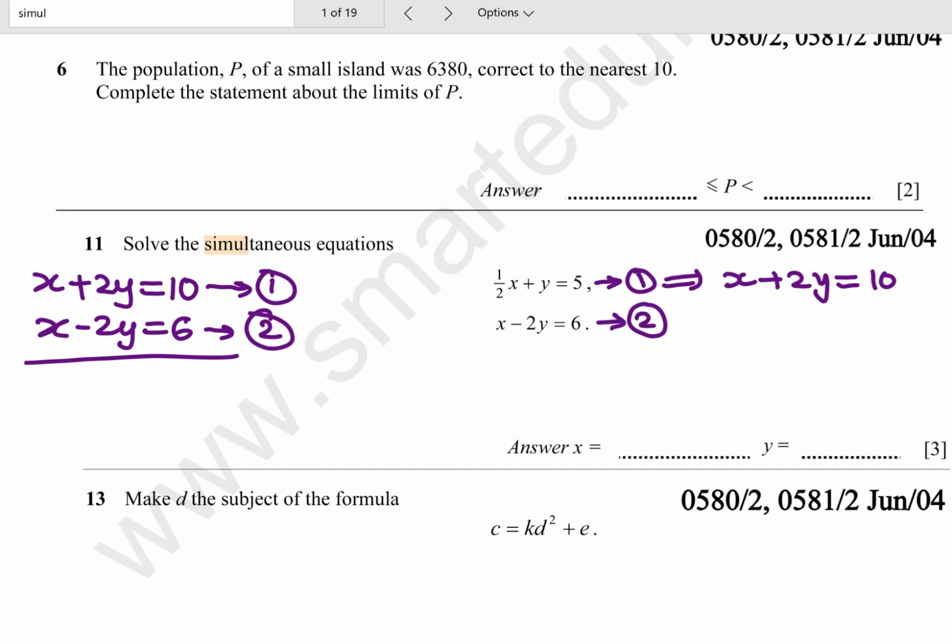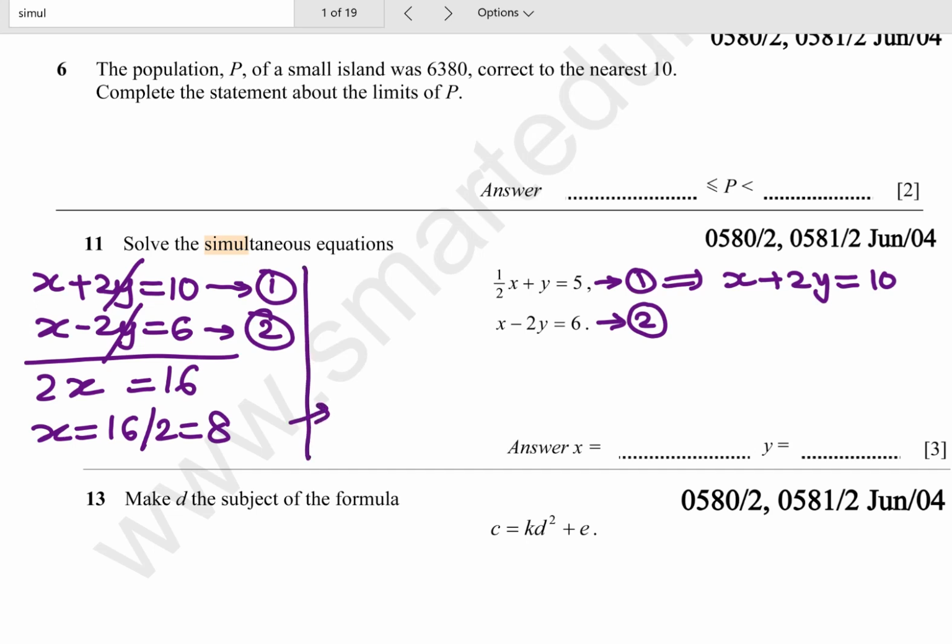Now in the elimination method, what do you do? You try to eliminate either of the variables. So I'm eliminating the variable y. So x plus x is 2x equals 10 plus 6 is 16. That gives me x equals 16 divided by 2, which is 8. So I got my x equals 8.